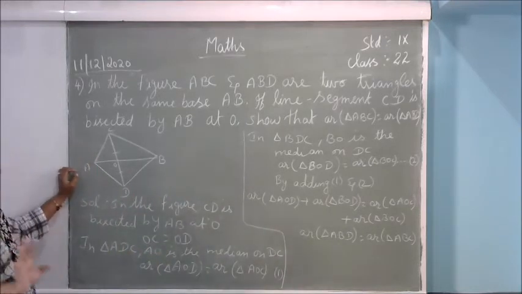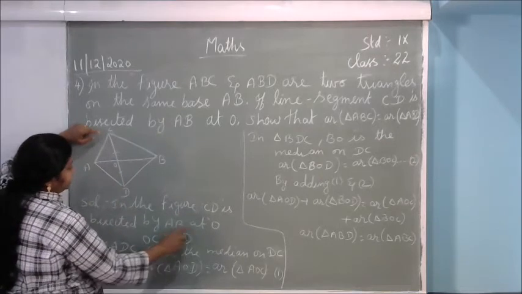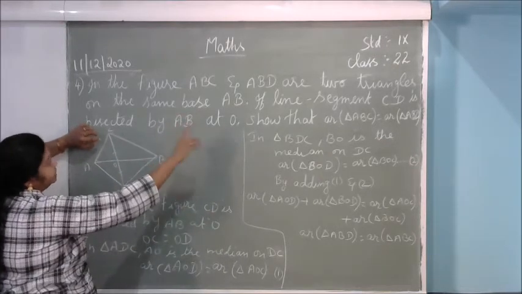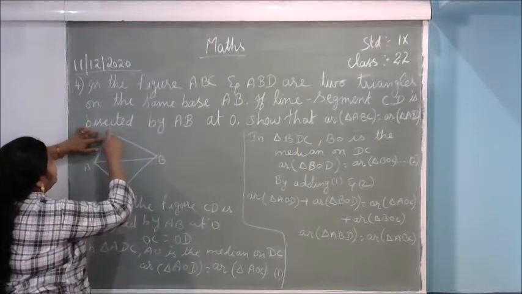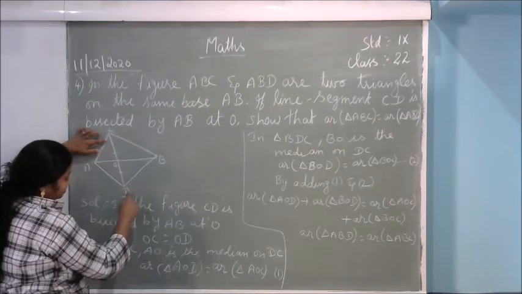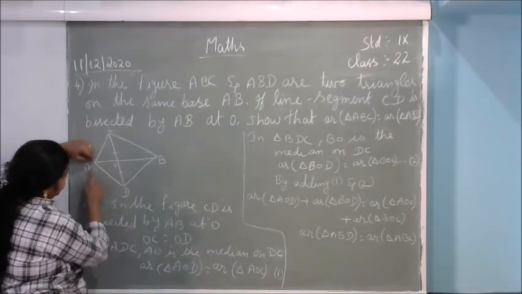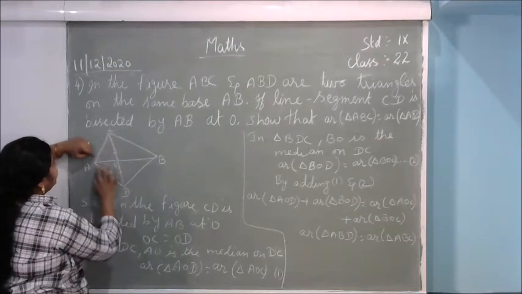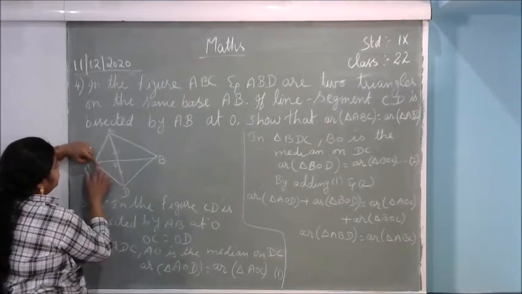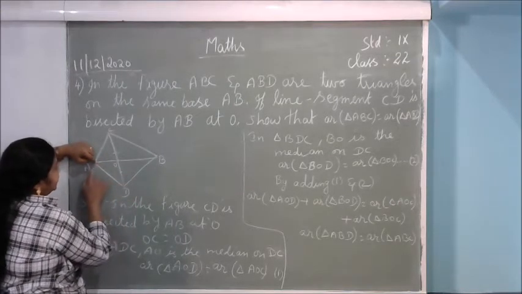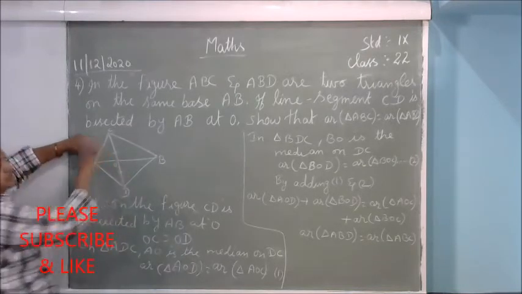To prove that, first, in the figure CD is bisected by AB at O. That they have already given in the question. That means OC is equal to OD. In triangle ADC, AO is the median for DC. Therefore, area of AOD is equal to area of AOC.